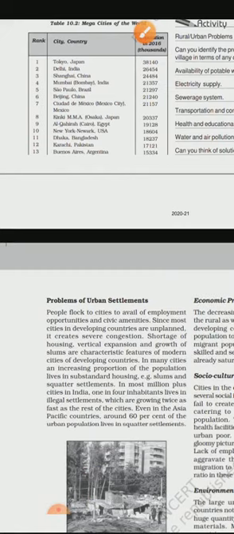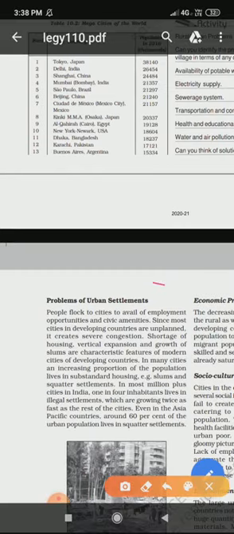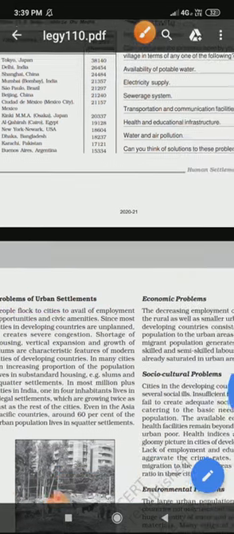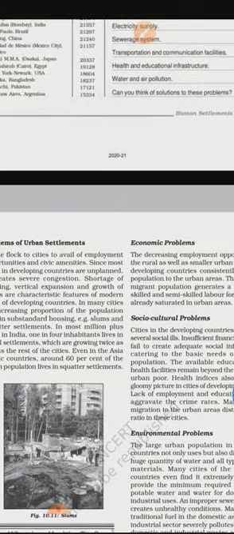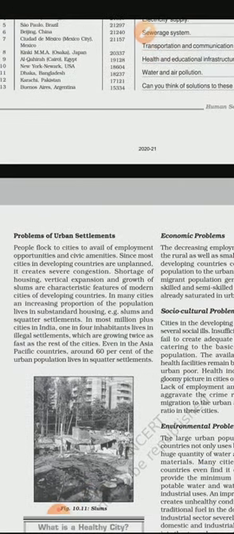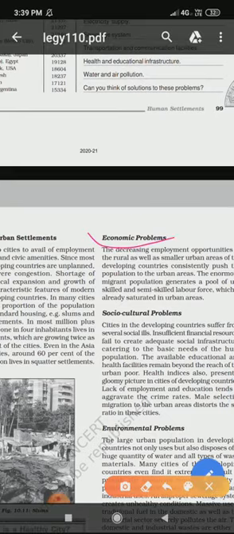Then next is problems of urban settlements. What are the problems in urban settlements? So first, we can say economic problems. In urban settlements, first is economic problem, like people who live there have to pay too much rent. And this problem happens when people migrate from rural to urban areas.